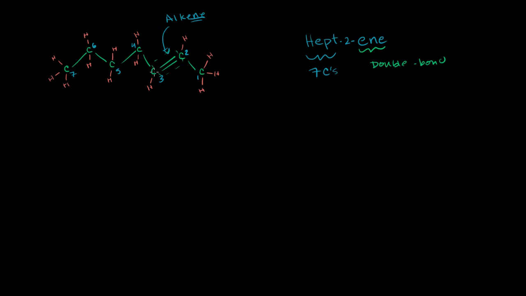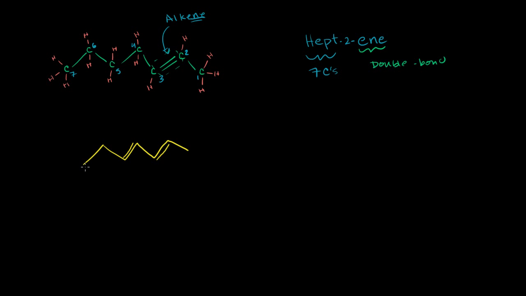Now, you might be asking, what if I had more than one double bond here? So let me draw a quick example of that. Let's say I have something like, 1, 2, 3, 4, 5, 6, 7. So this is the same molecule again. The way we drew it up here, it would look something like this. What if I had another double bond sitting right here? How would we specify this?